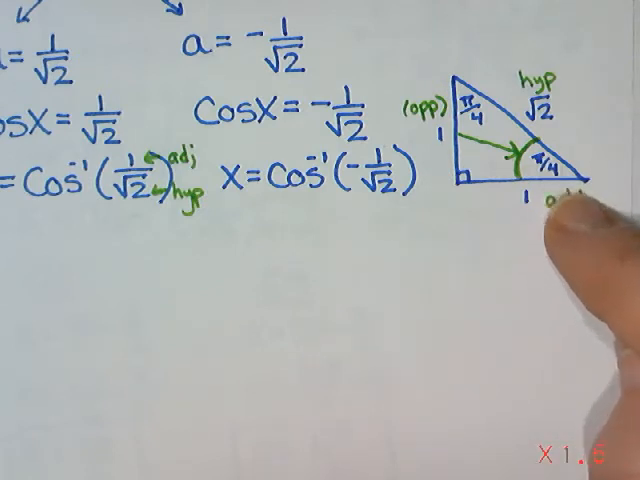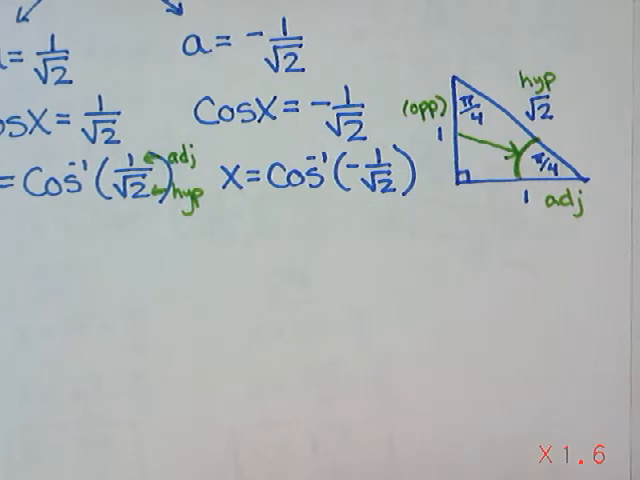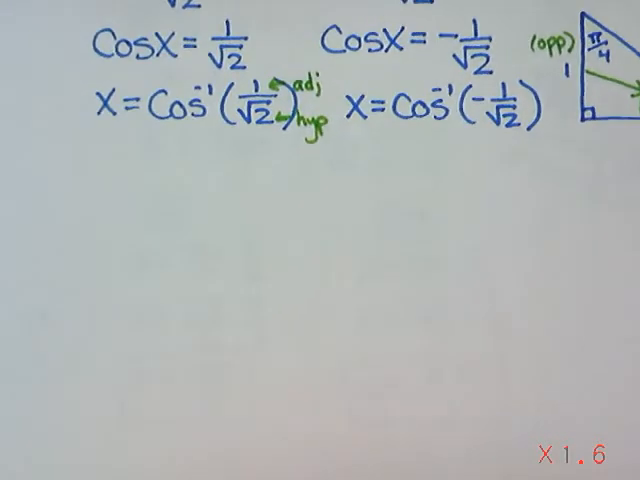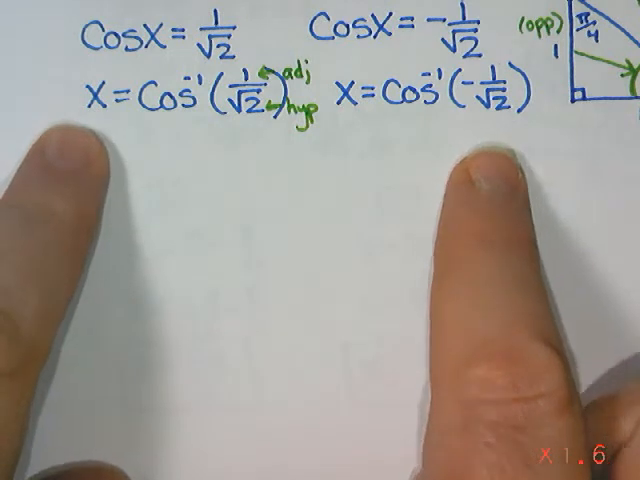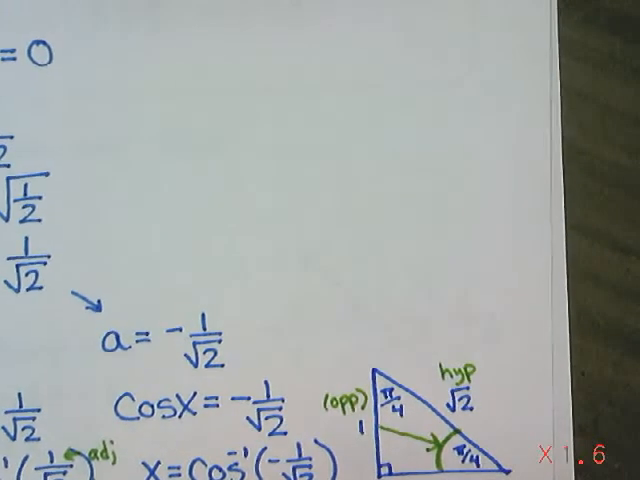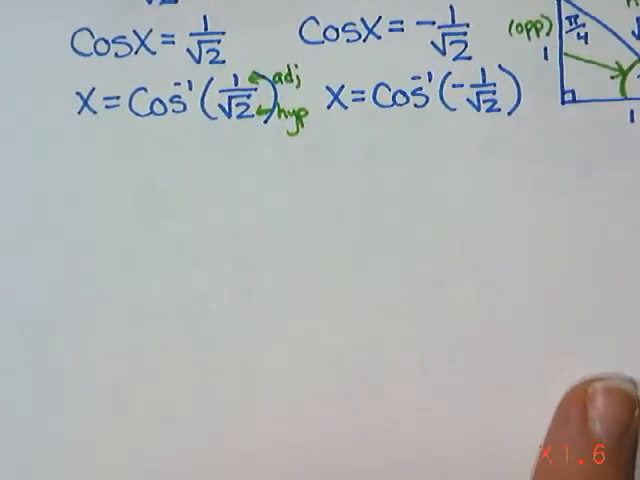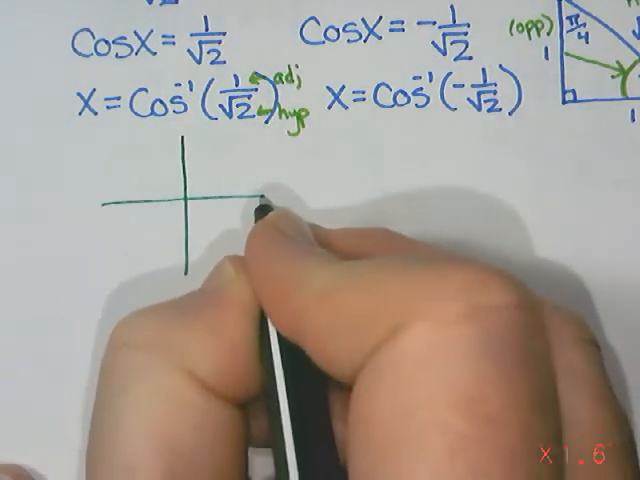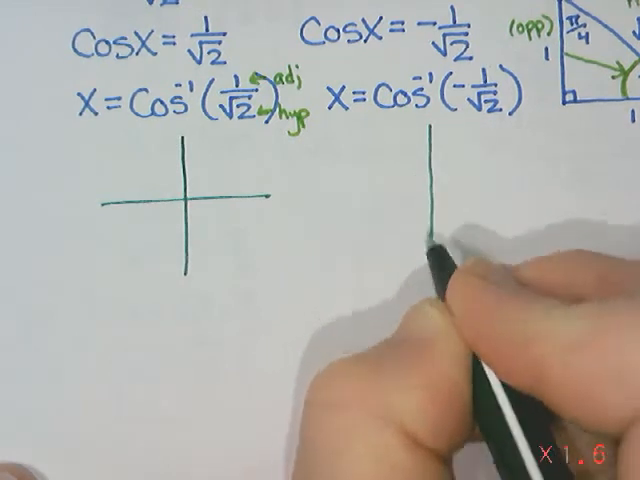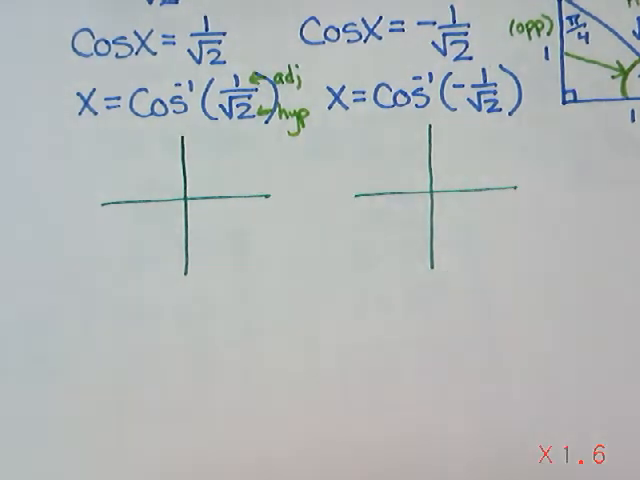So what I need to do is then look at the CAST rule and figure out which quadrants this angle could have come from. So I think I have enough space. I'm going to put the xy axes underneath each of these. Sometimes I'll do them up at the side, wherever you happen to have space. It doesn't need to be very big. All we're trying to do is identify which quadrants our angle could be in.